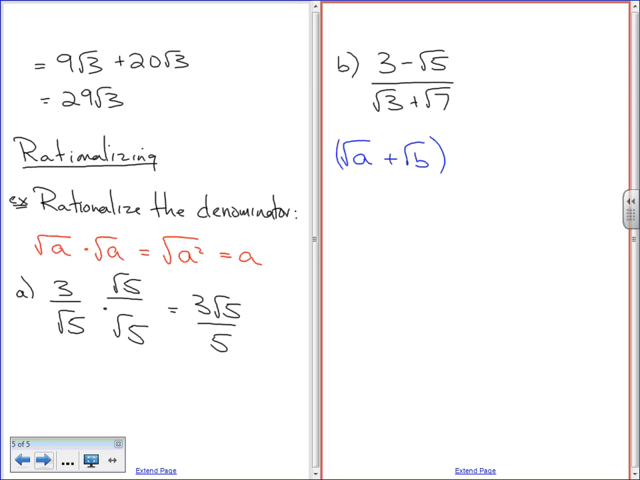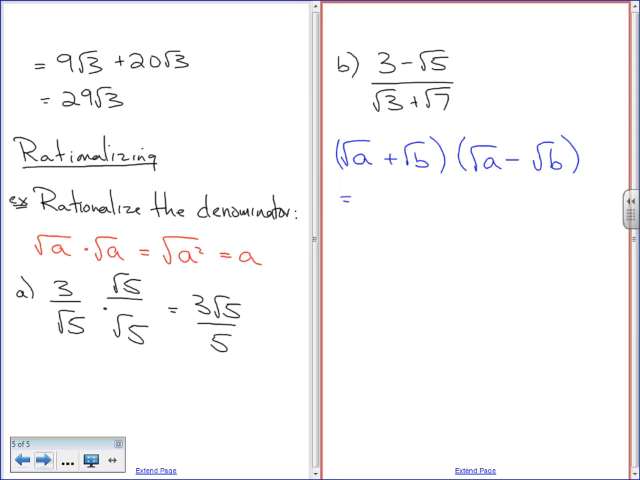The conjugate to this radical is the exact same thing, whatever's there, but you have to change the sign in the middle. Because if you change the sign in the middle, the radical parts will always cancel out. Okay, so let's just multiply this out, and then we'll do our example up here.